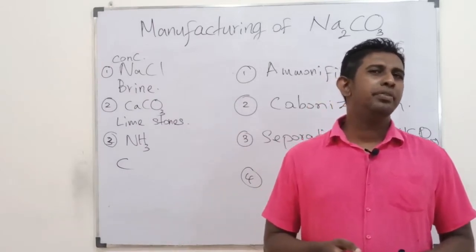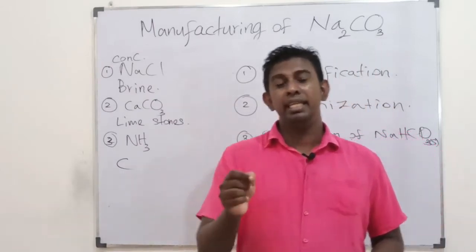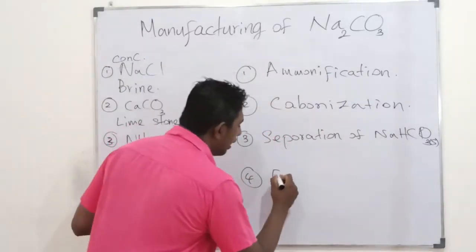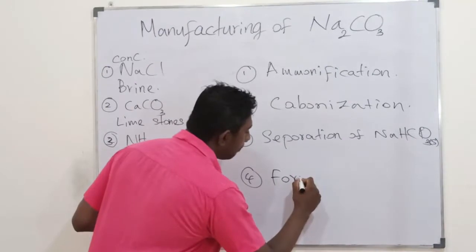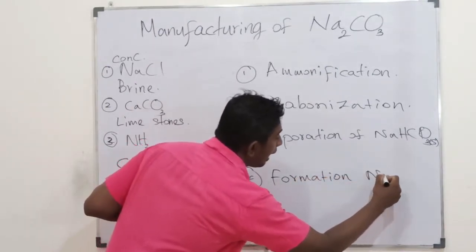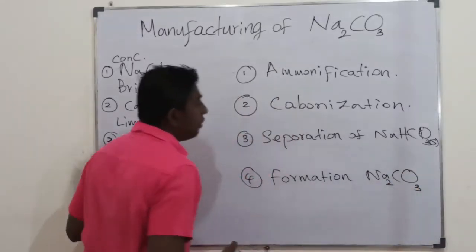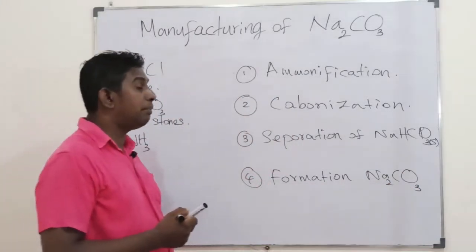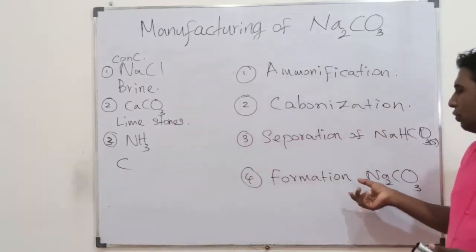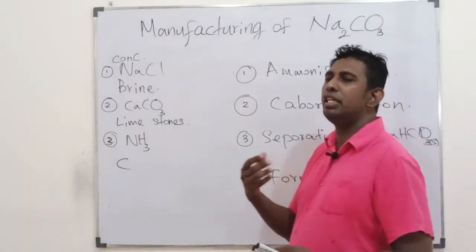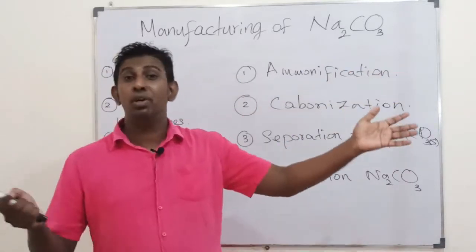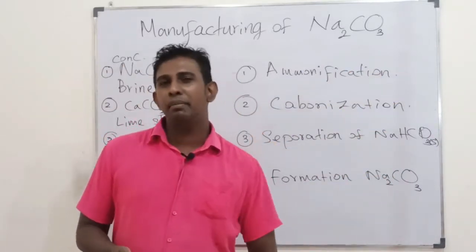Then students, you need to heat that to form sodium carbonate, the formation of sodium carbonate. So that's how we manufacture sodium carbonate using our 4 steps. You need to heat that sodium bicarbonate. Decomposition of sodium bicarbonate gives you sodium carbonate, carbon dioxide and water vapor. So you get sodium carbonate.